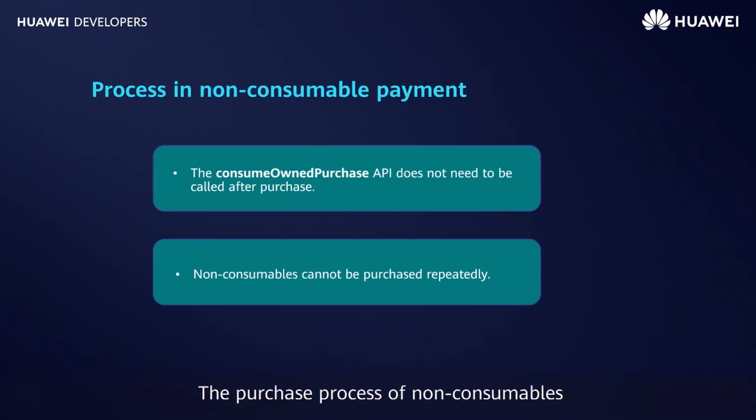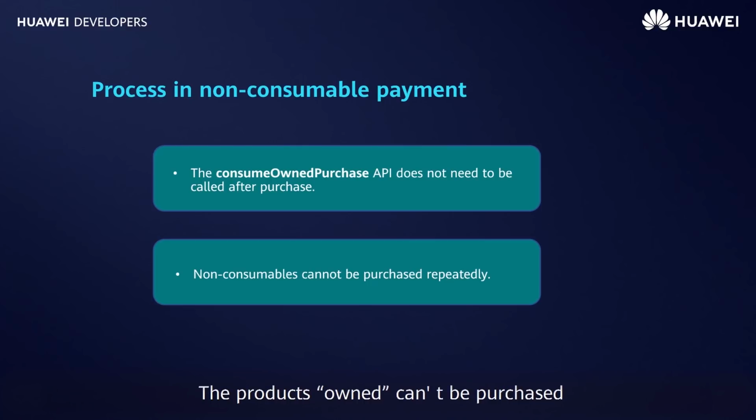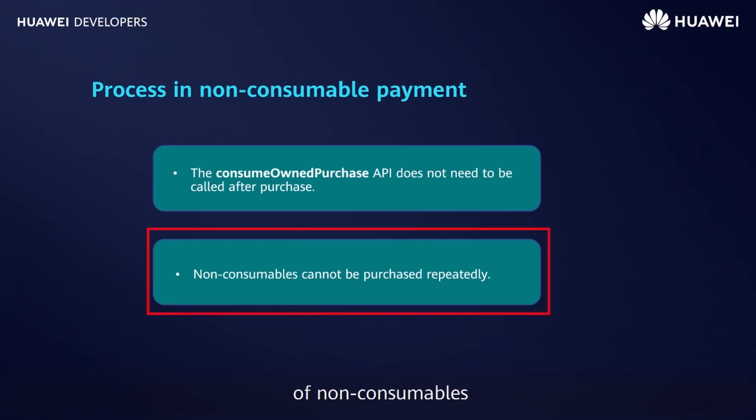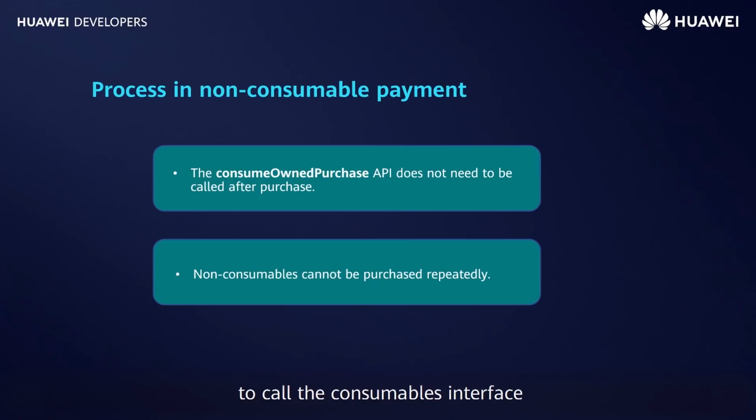The purchase processing of non-consumables has a slight difference from that of consumables. There is no need to call the consumption interface, which is used by the developer to synchronize the delivered order status to the IAP server. When a product is purchased by the user, this purchase will be recorded in Huawei IAP and the product purchased will be considered owned. The owned product can be purchased via the purchase interface of IAP again, which conforms to the characteristics of non-consumables. In the case of consumables, the owned status will disallow the repurchase by the user. Hence, the developer will need to call the consumption interface to have the IAP server remove the owned status.